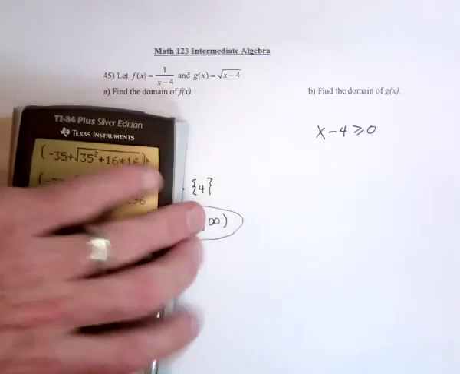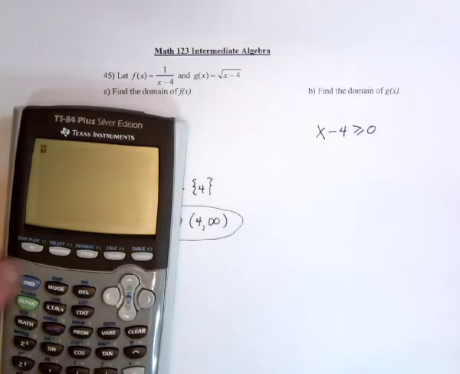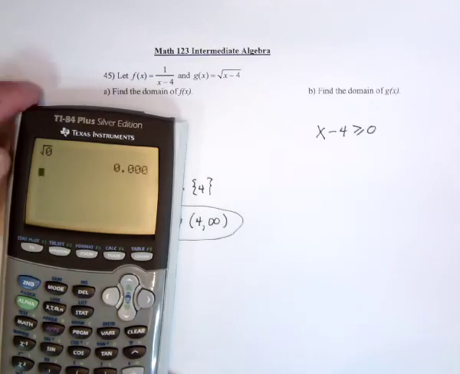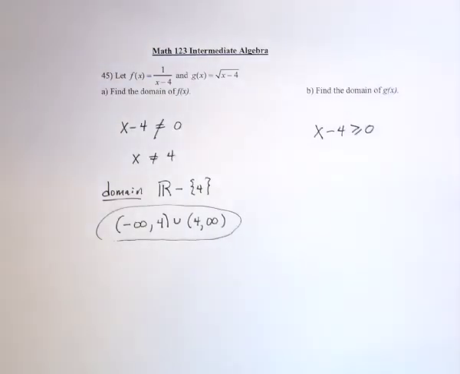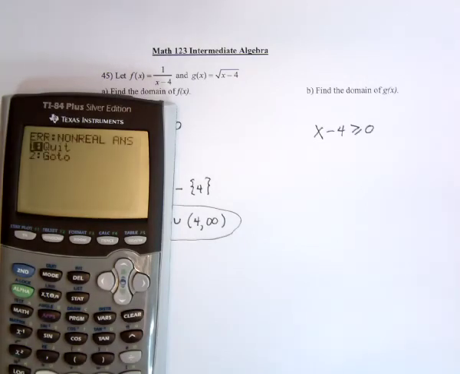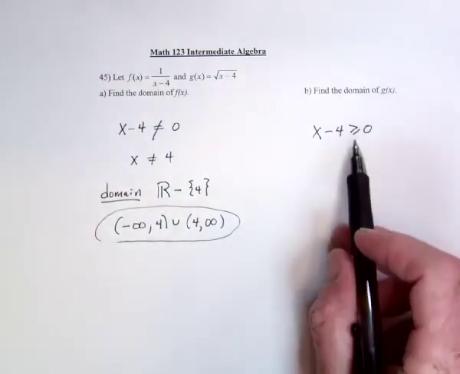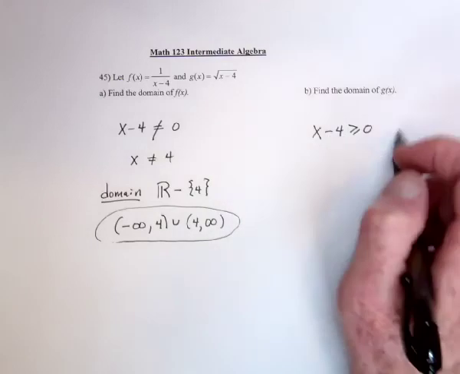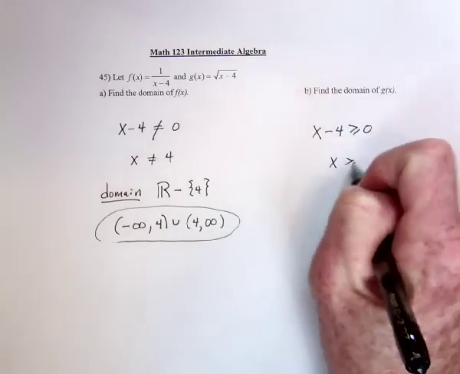Watch, I can prove it. The square root of 0 is 0. But if you had a negative, the square root of -1, it's not a real answer. Okay, so we need numbers bigger than or equal to 0. Then just move the 4 to the other side, so x is bigger than or equal to 4.